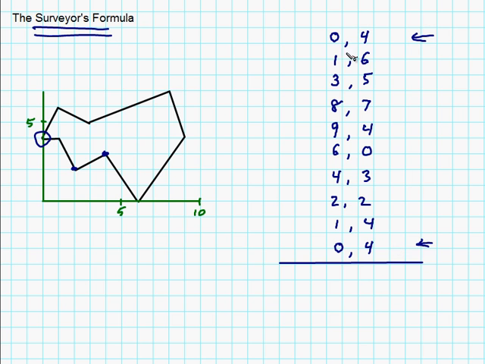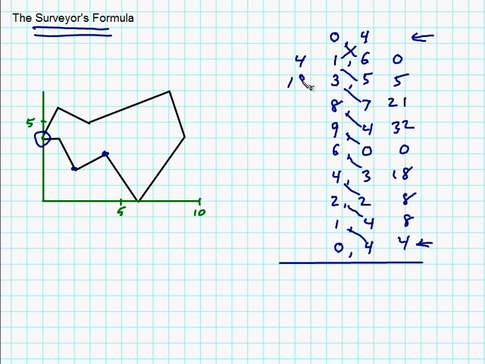Step 2, multiply these diagonals. Put the answers over here. 0 times 6 is 0. 1 times 5 is 5. 3 times 7 is 21. 4 times 8 is 32. 9 times 0 is 0. 6 times 3 is 18. 4 times 2 is 8. 2 times 4 is 8. 1 times 4 is 4.